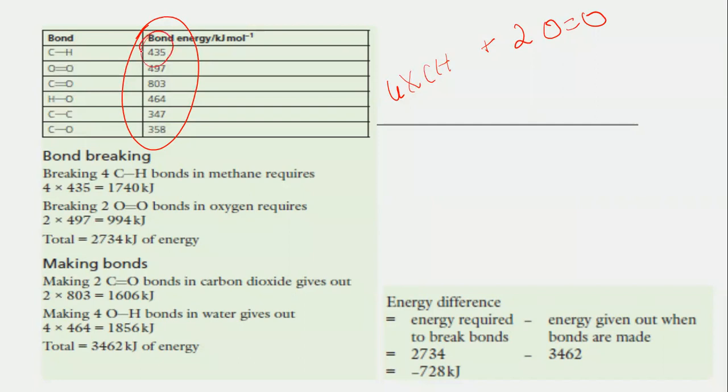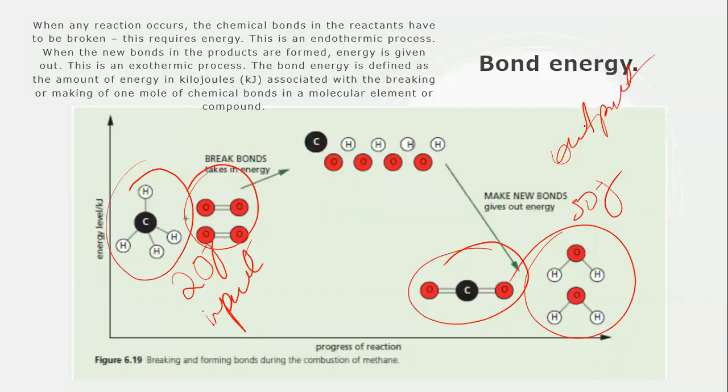So you can see we have 435 as the energy to break a carbon hydrogen bond. We will multiply it by 4. Then for the oxygen oxygen double bond, we have 497, and we have two oxygen molecules, so we will multiply it by 2. That is going to give you the answer of 2734.